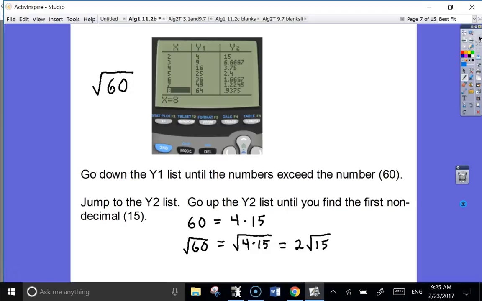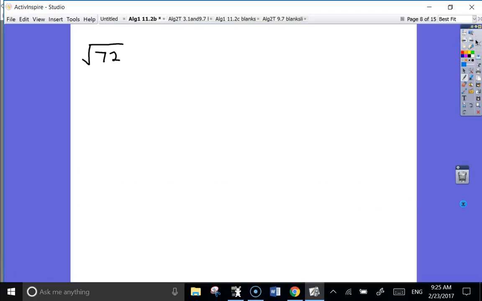Okay, try this one more time. Try to do the same thing with 72. On y1, we're going to put x squared. And on y2, you're going to put 72 divided by x squared.